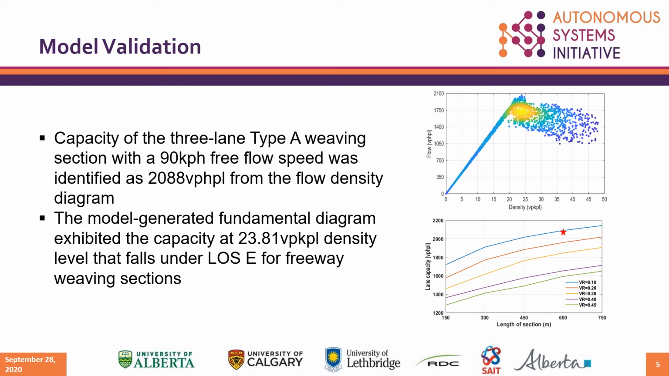To validate the proposed traffic model, numerous simulations were run having only human-driven vehicles, and varying inflow rates and microscopic parameters were recorded. The capacity of the simulated section was identified as 2088 vehicles per hour per lane. Comparing the obtained capacity with the Highway Capacity Manual recommended capacity showed that the capacity value falls under the curve for lane changing vehicle ratio of 0.1. The model-generated fundamental diagram exhibited the capacity at 23.81 vehicles per kilometer per lane density level that falls under level of service E for freeway weaving section, which is the stated level of service for capacity according to Highway Capacity Manual.